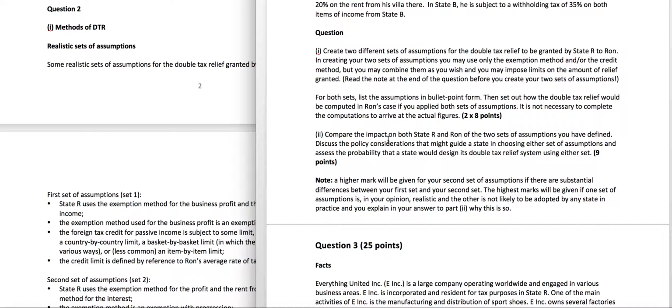And then you compare the impact on both state R and Ron of the two sets of assumptions you have defined, and discuss the policy considerations that might guide a state in choosing either set of assumptions, and assess the probability the state would design a double tax relief system. Also the note is that a higher mark is given if there are substantial differences between your first and second sets of assumptions. The highest mark will be given if one set of assumptions is, in your opinion, realistic, and the other one is likely not to be adopted in any state practice, and you explain your answer. So basically give a realistic one and give some unrealistic ones.